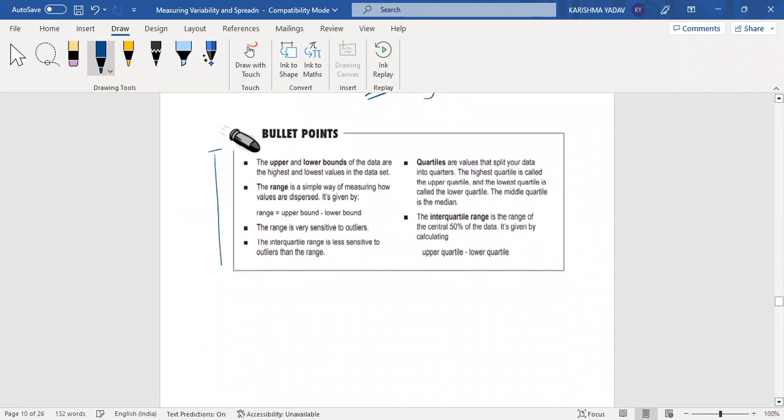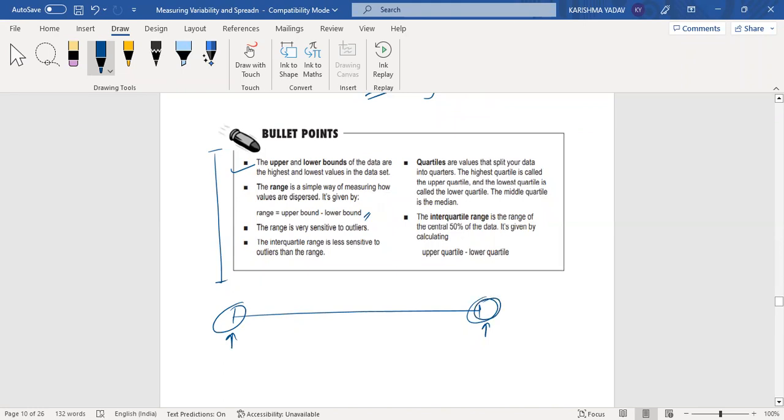Now, what is the whole concept that we have studied till now? The upper and lower bounds of the data are the highest and lowest values in the data set. The lower bound is the lowest value and the upper bound is the highest value. The range is a simple way of measuring how values are dispersed. It is given by range equals upper bound minus lower bound. The range is very simple to understand, and that's why we use it.